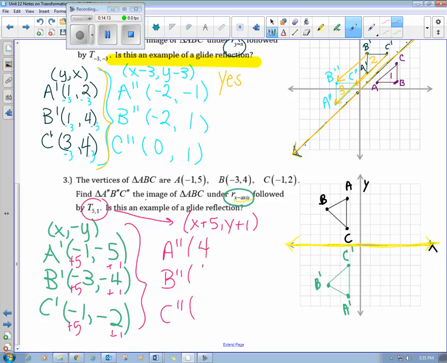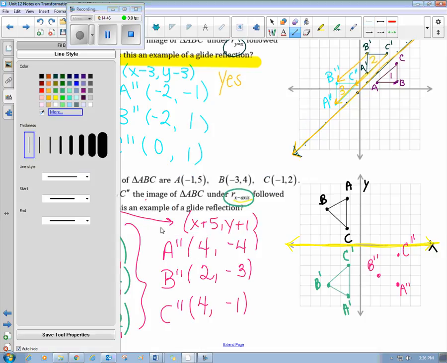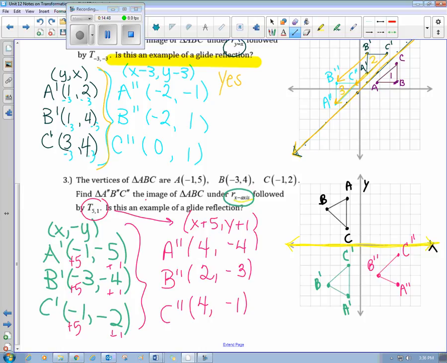So this is 4, 2, 4, negative 4, negative 3, negative 1. So it's 4, negative 4. A. B is 2, negative 3. And C is 4, negative 1. Connect those points. A to B, B to C, C to A.